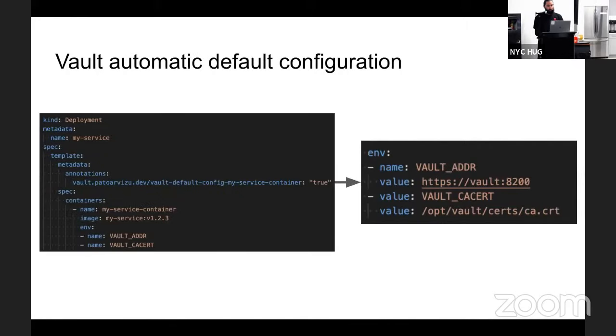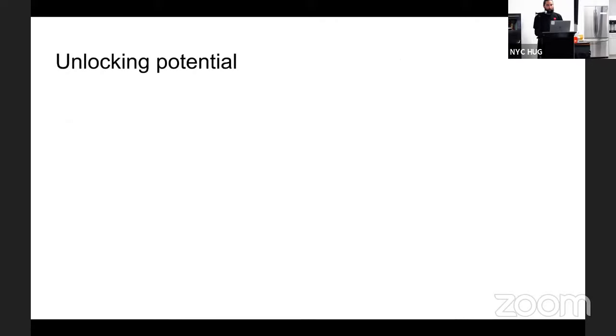Similar to that, with the default configuration webhook, you indicate what specific container you want to add your configuration to. And you just have to name the environment variables that you want to get injected, and then the webhook is going to inject the right value. So people don't need to memorize where the path for the Vault cert, the CA cert, or the address for Vault is. Just name them there. That's all you need to ensure that you're integrating with Vault.